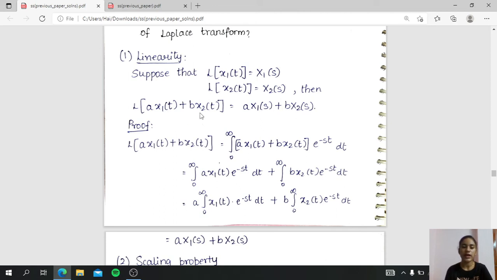So consider the LHS and perform the Laplace transform. You know that it is integral 0 to infinity x of t into e power minus st dt. So split this integral. Here a is constant, so take it out, and whatever is left is the Laplace transform of x1 of t, which is equal to x1 of s. Take this constant b out, and whatever is left is the Laplace transform of x2 of t, which is equal to x2 of s.